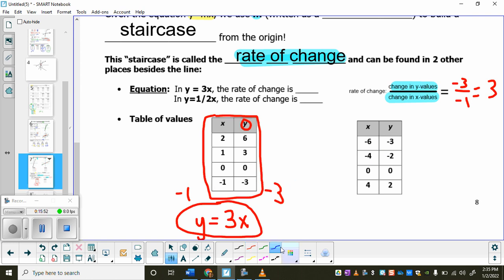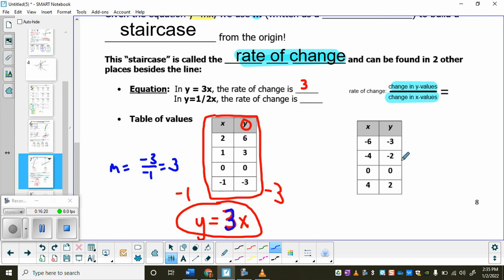So let's see what happens in this one. Let me erase my rate of change over here. And we found the rate of change in y equals 3x. The rate of change here is a 3. Okay, the rate of change was this 3, m. And the way I got this 3 was I did the negative over the negative. So m here is 3. That's my rate of change.